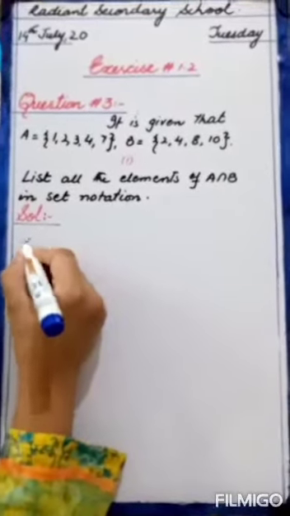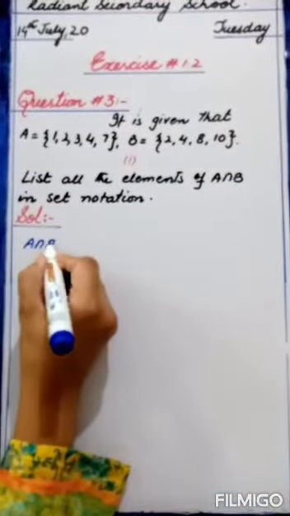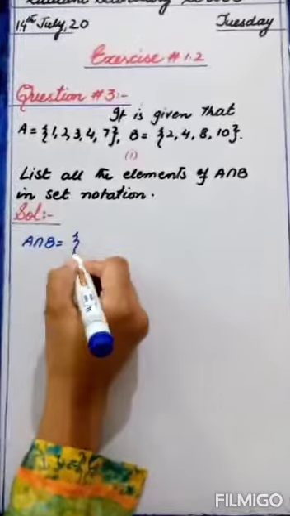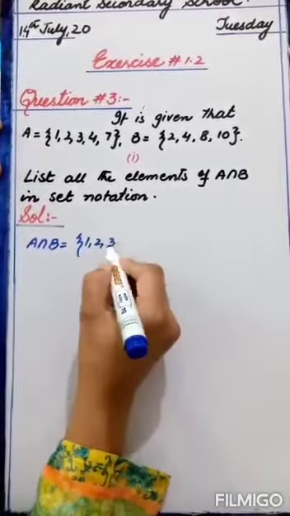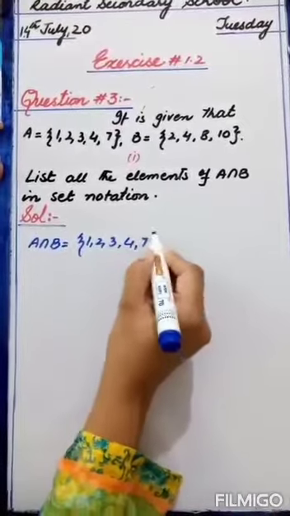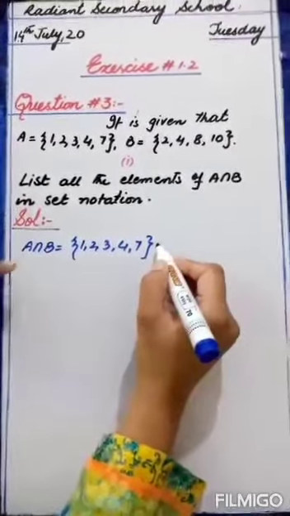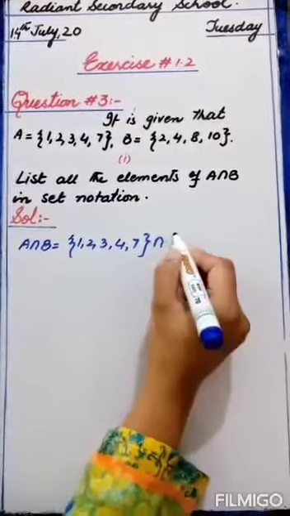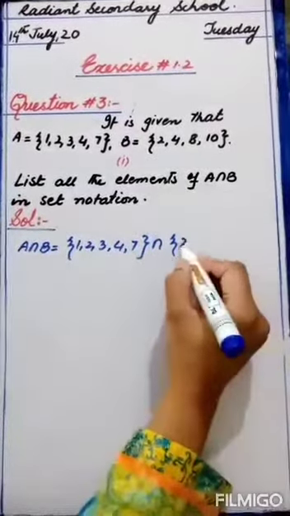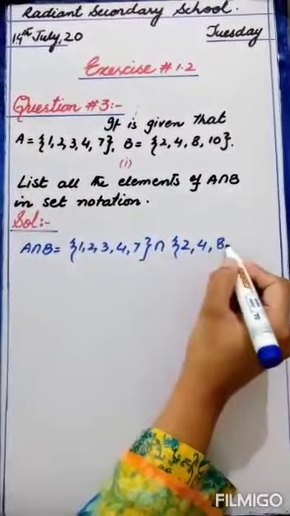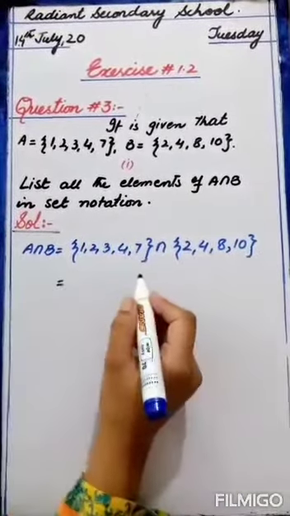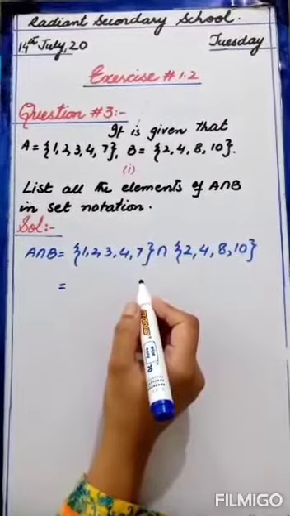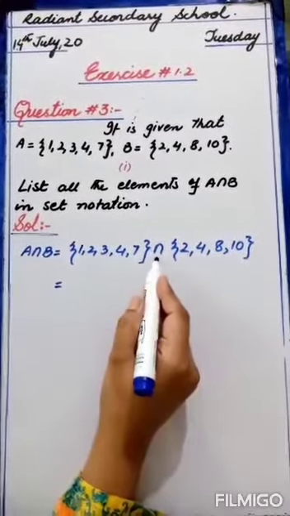The same steps will be there. A intersection B is equal to, first of all we will write the set A: 1, 2, 3, 4 and 7, and next the sign of intersection and the set B, which is 2, 4, 8 and 10. Okay, now we have to find the common elements. We will just write the common elements in the intersection.